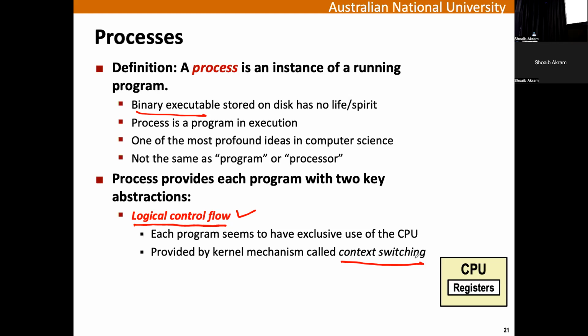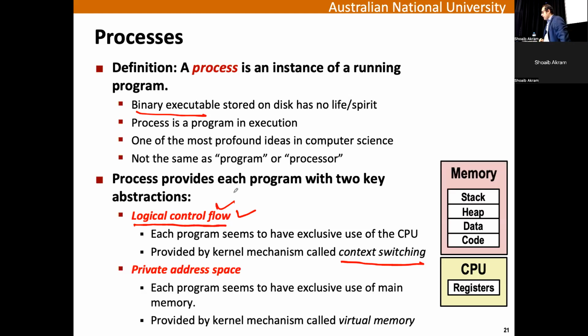As long as we can safely save the context and restore it, we have a mechanism to switch between multiple processes. So context switch enables logical control flows. Stack, heap, data, code, CPU registers.